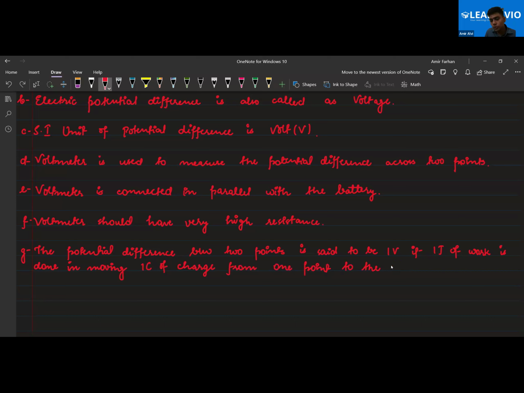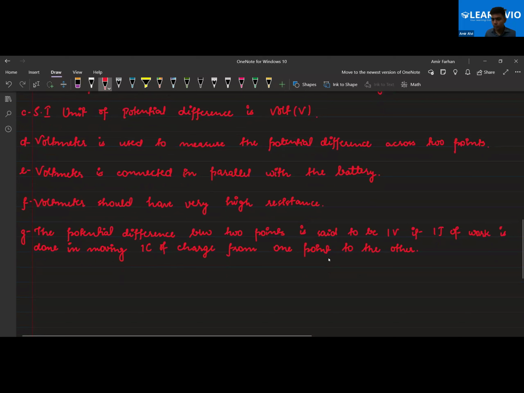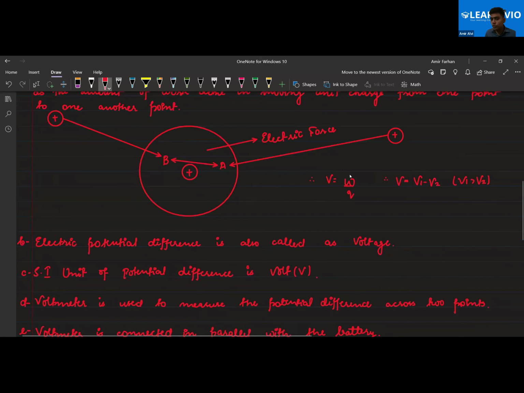This is a very common question in one marker or sometimes a two marker, and the question will say define 1 volt. You just have to define it like this: the potential difference between the two points is said to be 1 volt if 1 joule of work is done in moving 1 coulomb of charge from one point to the other. If you place 1 joule, 1 coulomb, so 1 volt is produced over here.